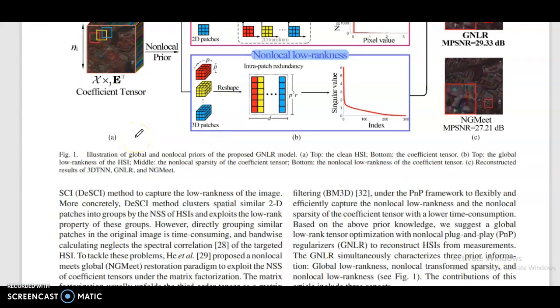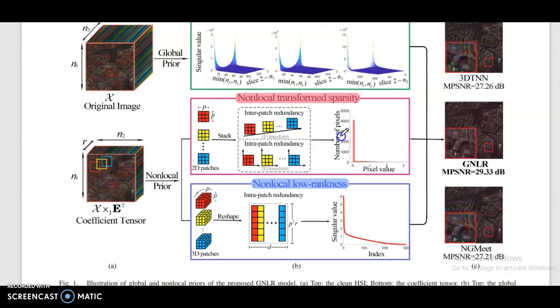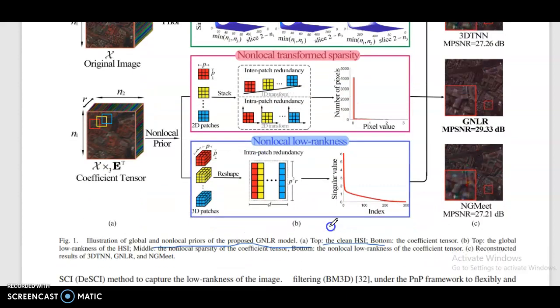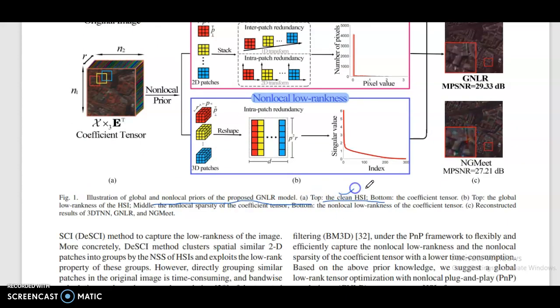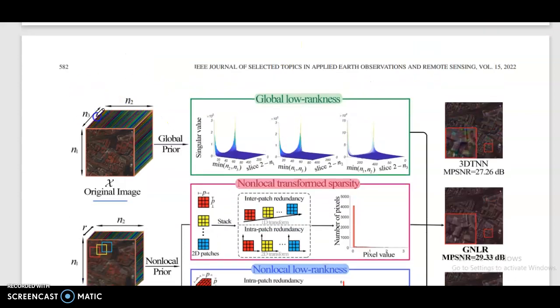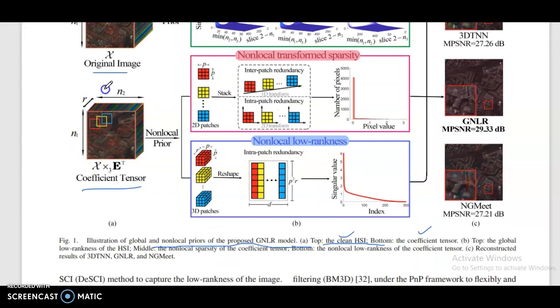Once again, we will see the figure. Illustration of global and non-local priors of the proposed GNLR model. Top, the clean HSI. Bottom, the coefficient tensor. In A, first one, original image. Top, clean HSI. Bottom, coefficient tensor. Global prior, N1, N2, N3. Second, coefficient tensor, non-local prior.